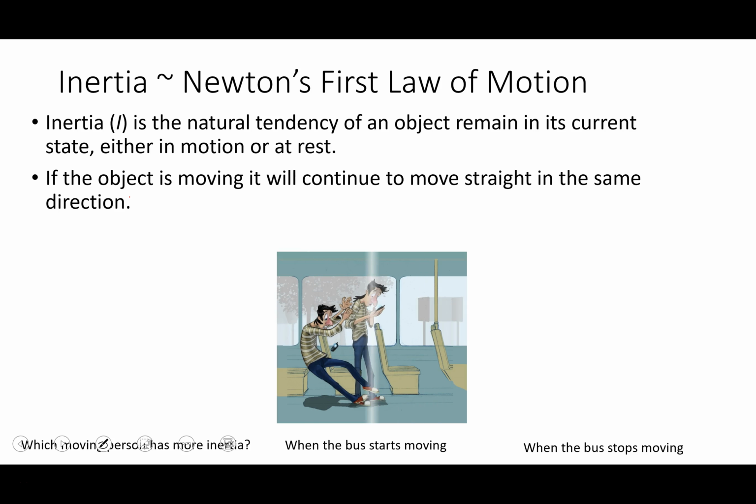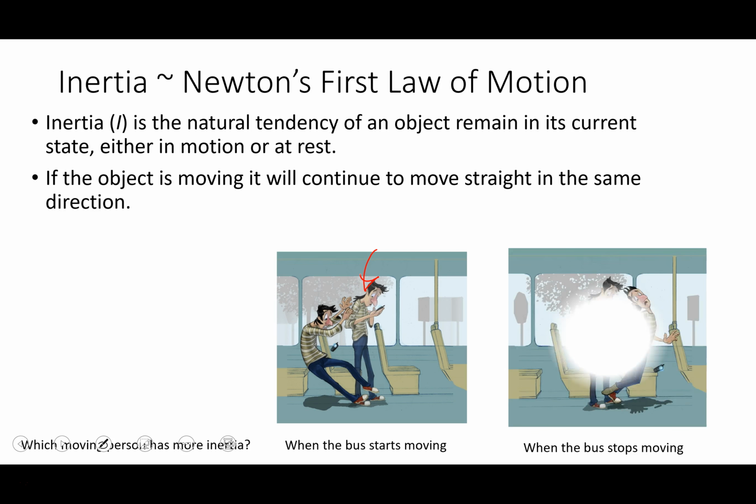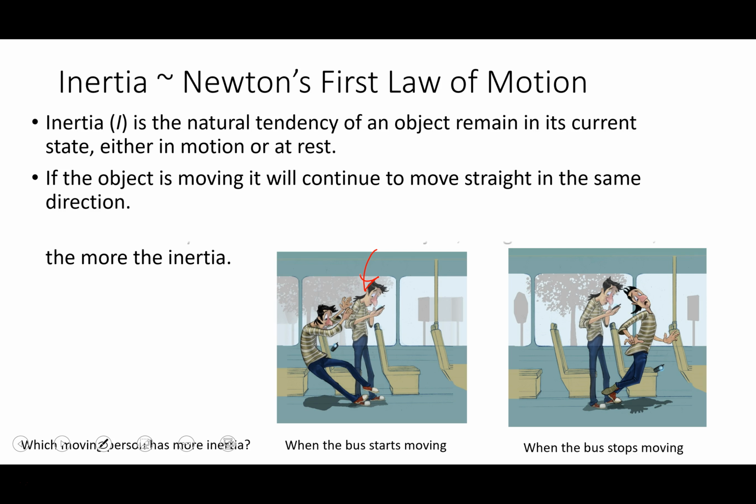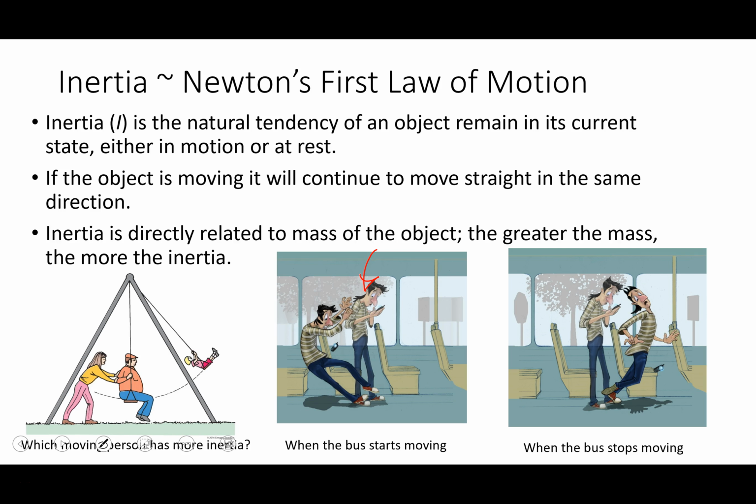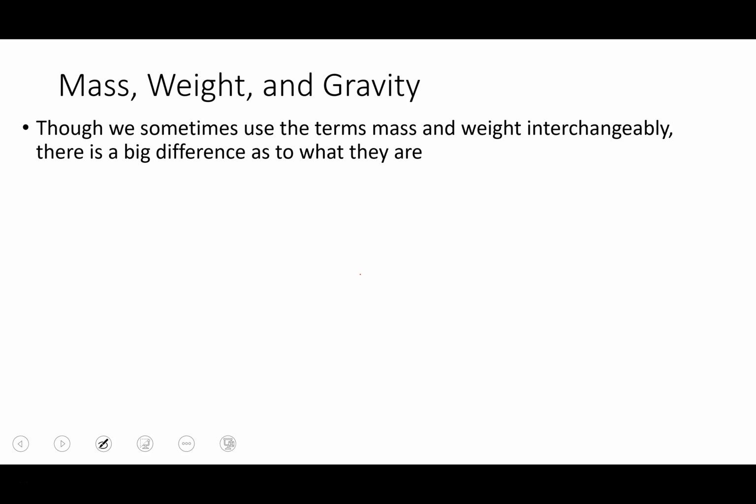Newton's first law is that an object either in motion or at rest will want to remain in its current situation. For instance, this person is standing as the bus moves. He didn't get the memo, so the bus moves and he's caught off guard. Here he's moving with the bus. When the bus stops, he's still moving. So anyway, inertia. Gotta love it.